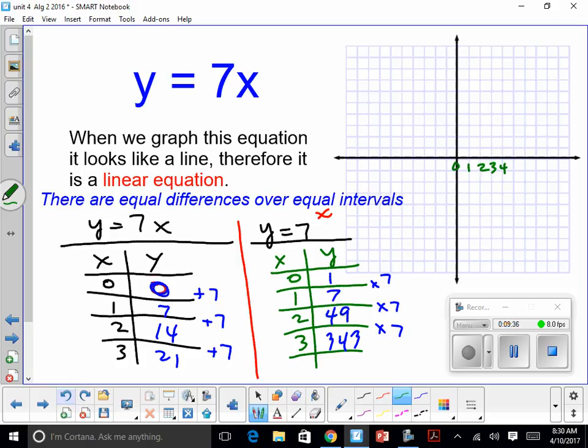I'll try to see what happens. 7, 14, 21, 28, 35. Why is he nervous about that? Why would Thomas be concerned with that?